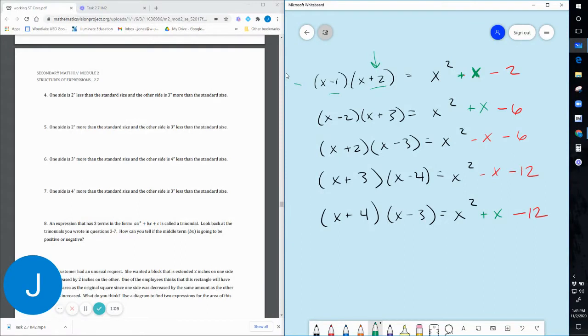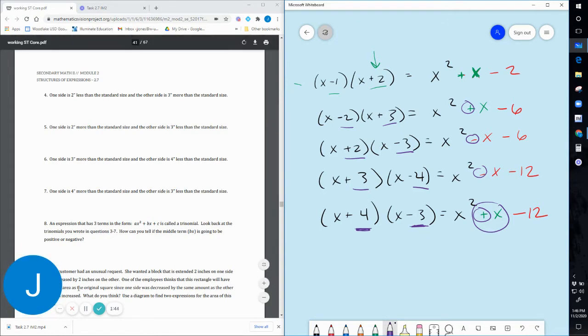So positive x. Okay. This next one, same thing. I have more positives than negatives. Therefore, I have a positive b. More negatives than positives, I have a negative b. And so forth, negative b, more positives, positive b. All right, so that's how you know if your b is going to be positive or negative, because you're going to add those two together. And so that's what you get. A positive 4 and a negative 3 combined together gives you a positive 1. All right, so that was question number 8.